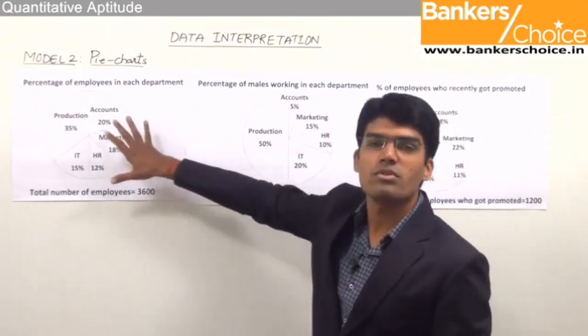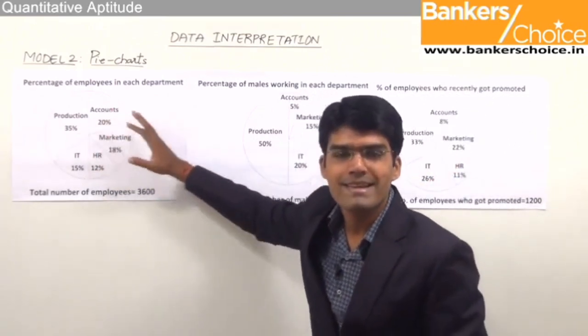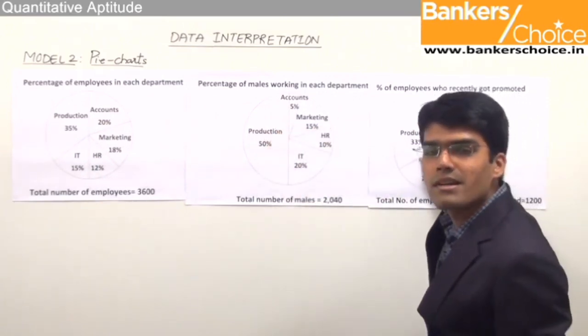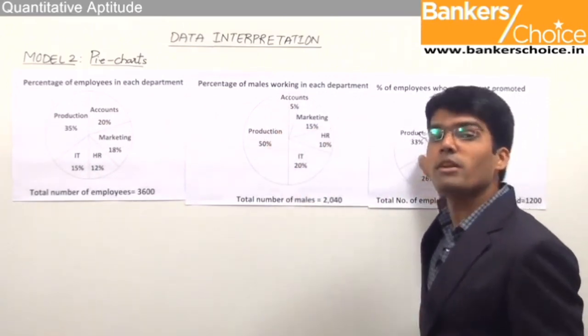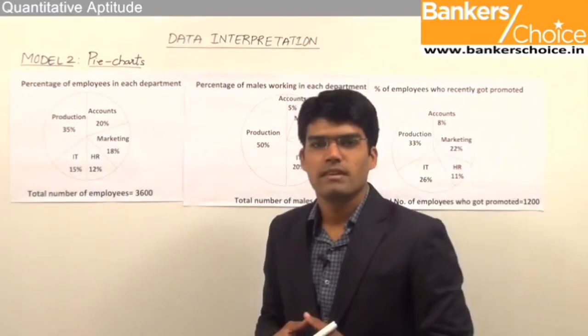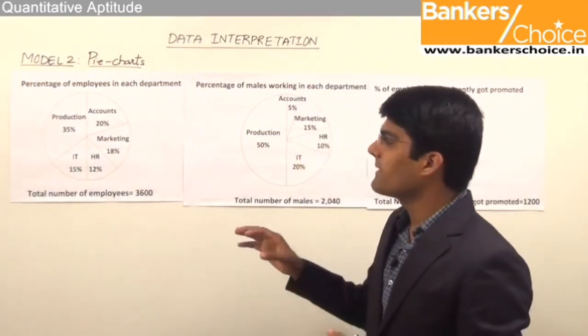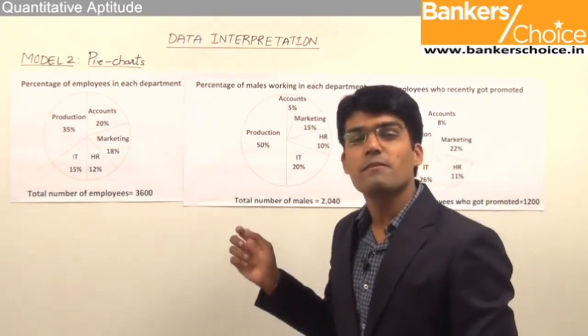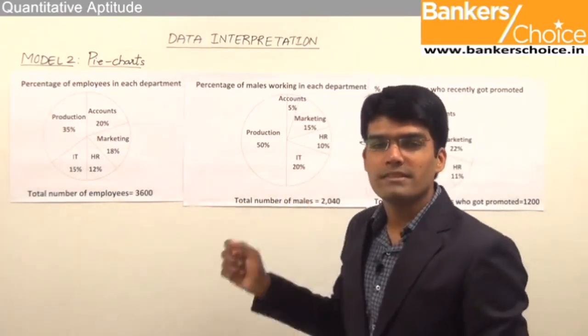The first pie chart shows number of employees in each of the departments. Second pie chart shows number of males in each of the departments. And third pie chart shows number of employees who got promoted from each of the departments. Before we take up the various questions that have been asked along with these 3 pie charts, let us quickly understand what are the different types of things which can be calculated from this given data.